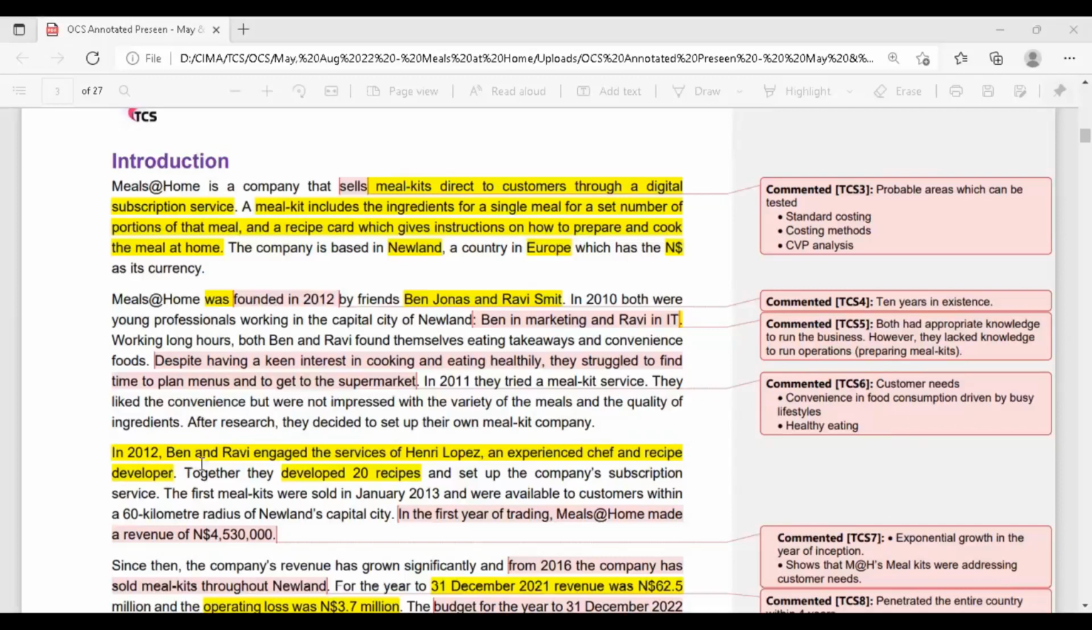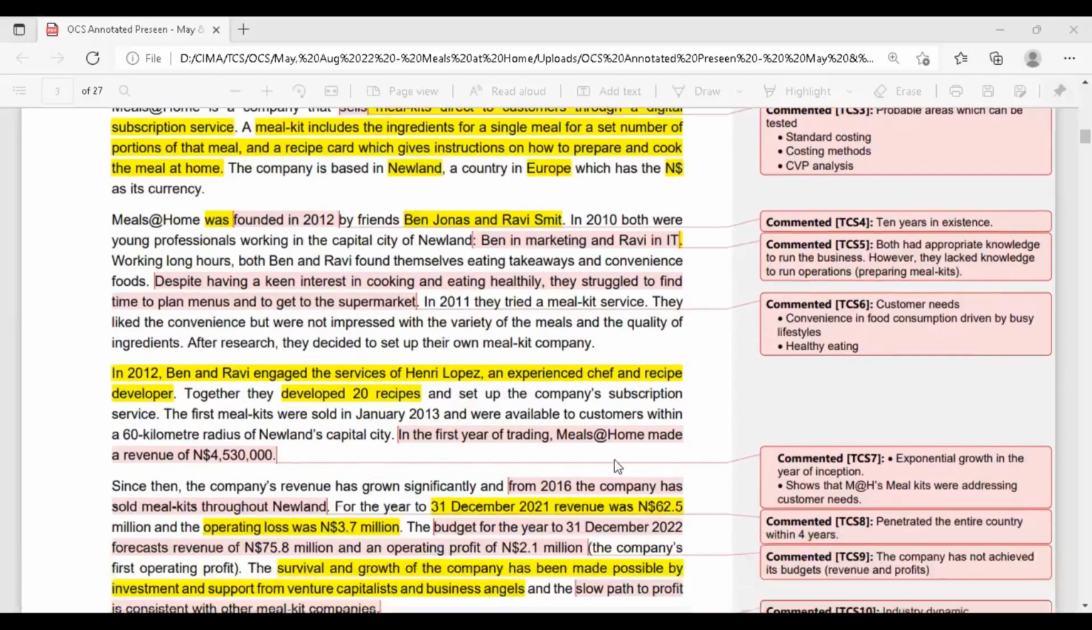In 2012, Ben and Ravi engaged the services of Henry Lopez, an experienced chef and recipe developer. Together, they developed 20 recipes. As I told you earlier, these two founders were not from the meal kit industry, so they needed guidance from an industry expert. So they got services from an experienced chef, Henry Lopez, and Henry Lopez is still on the board of Meals at Home. In the first year of trading, Meals at Home made a revenue of $4.5 million.